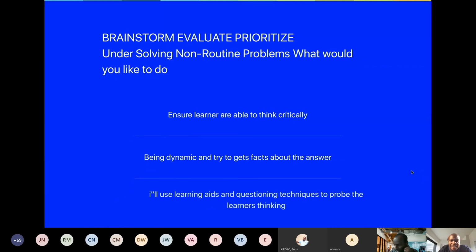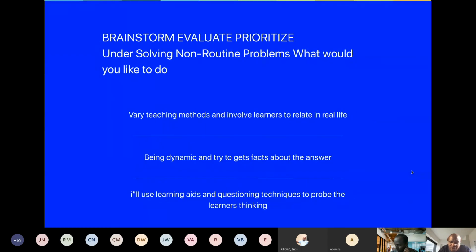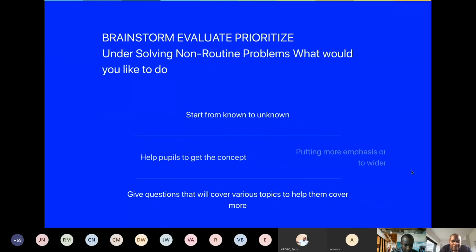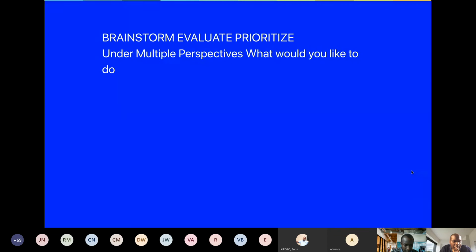Being dynamic and try to get facts about the answer. I'll use learning aid and questioning technique to probe the learner's thinking. I'll vary teaching methods and involve learners to relate in real life. Excellent. So we'll go to the last one. And the last one is using multiple perspectives. What would you like to do?